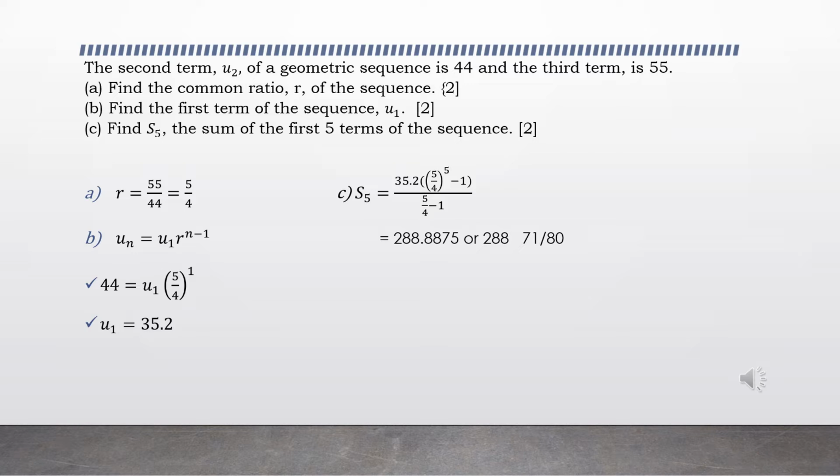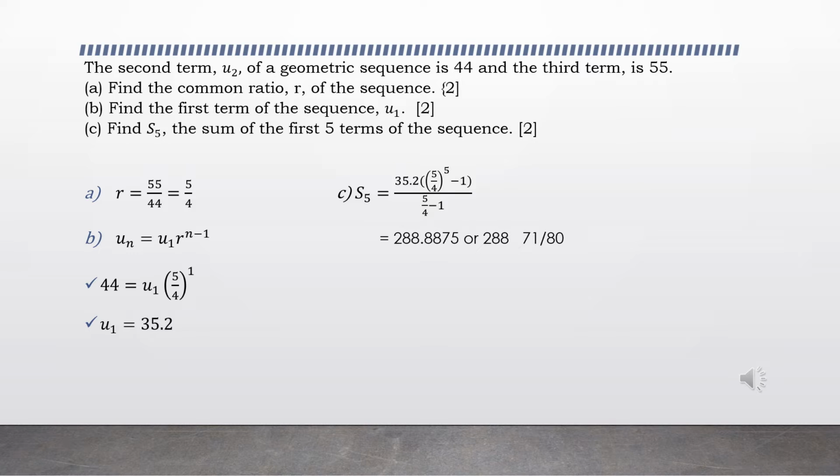In this problem, u sub 2 of the geometric sequence is equal to 44 and u sub 3 equals 55. First task is to find the common ratio. So we will be using the formula we used in slide 1 or in the first problem. So r equals 55 over 44. There is a common factor 11. So the simplified form of this is 5 over 4.